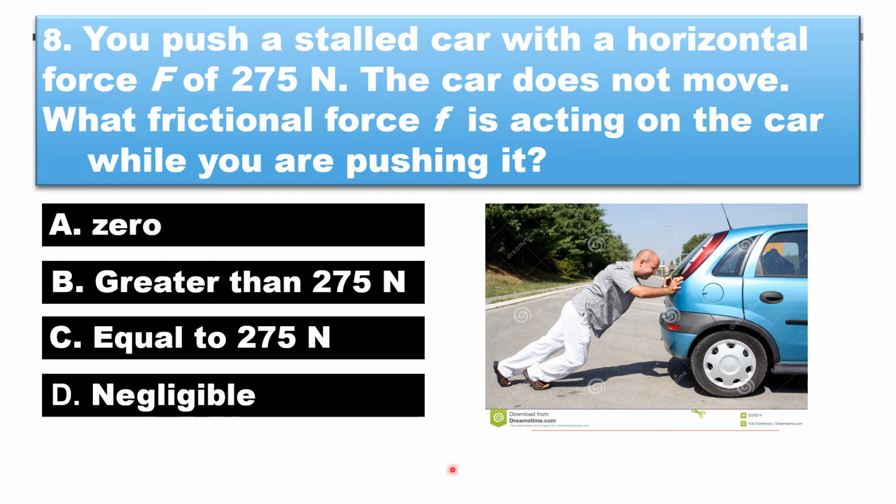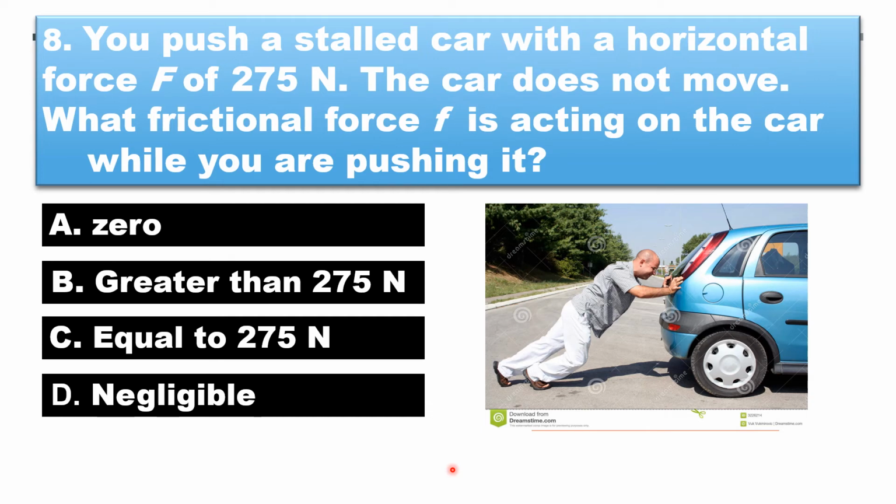Okay, we now have question number 8. You push a stalled car with a horizontal force F of 275 newtons. The car does not move. What frictional force, small letter f, is acting on the car while you are pushing it?